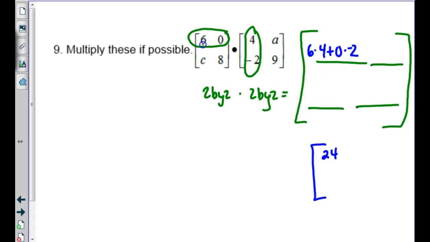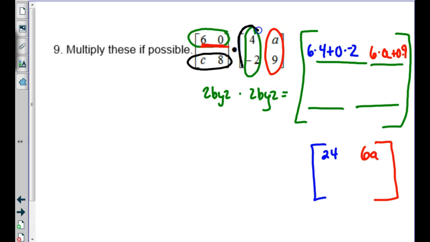All right. Now, row 1 gets multiplied by column 2. What will that be? 6 times A plus 0 times 9, which would just be 6A. Right? Then we're down to the second row, first column. So you're taking the second row times the first column again. So C times 4 plus 8 times negative 2, which would be 4C minus 16.